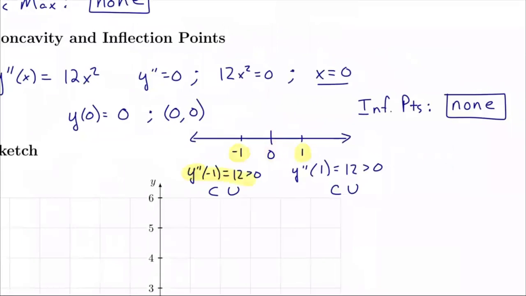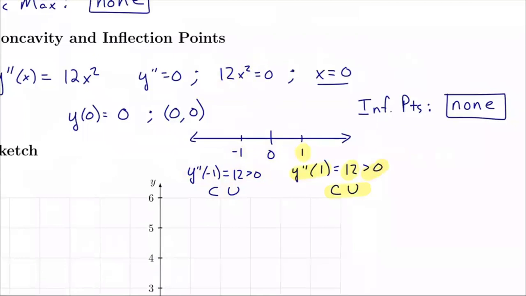Y double prime of -1, well, we plug in -1 to 12x squared, and we get 12 times 1. That's positive 12. So we're concave up on this interval. Similarly, for x equals 1, y double prime of 1 is 12 times 1, which is greater than 0.